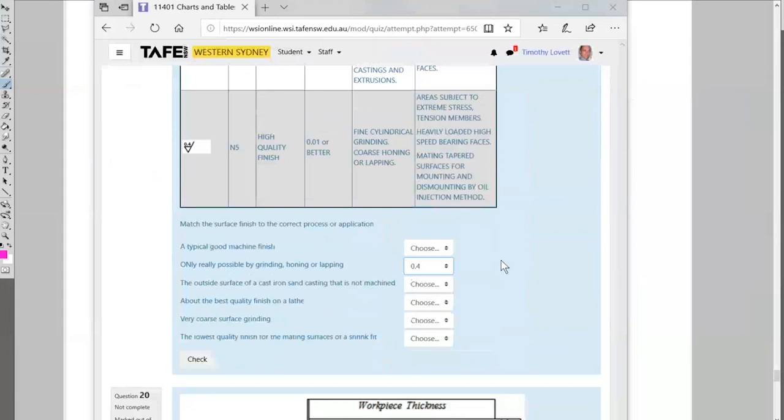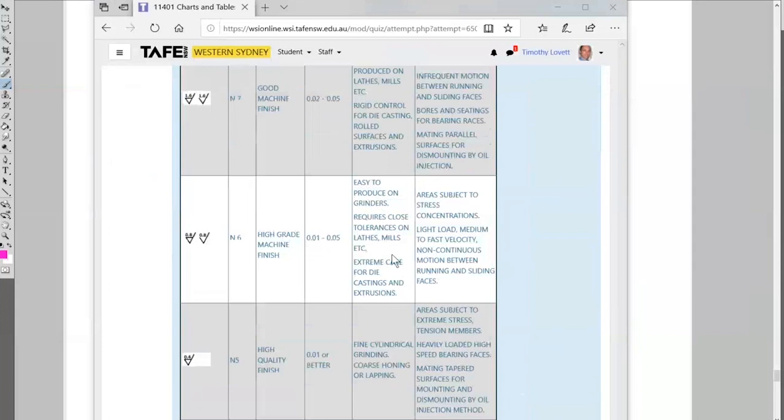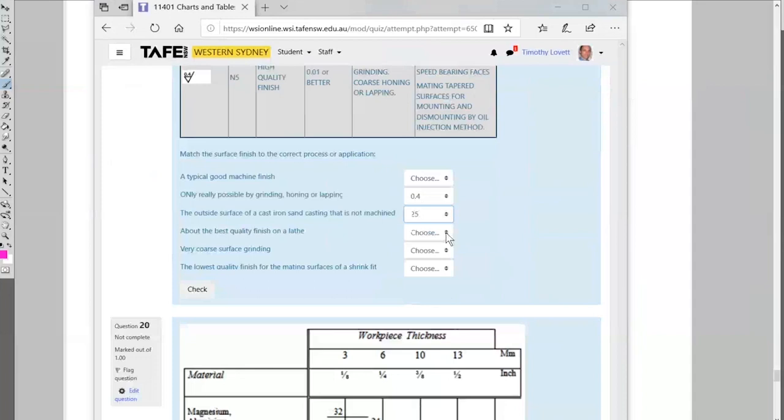Or very, very smooth. That's the surface of cast iron sand casting, that's the pathetic one, so that'll be right up at 25 microns. Best quality finish on a lathe, okay, so probably about 0.8. A lathe can give you a very good finish.